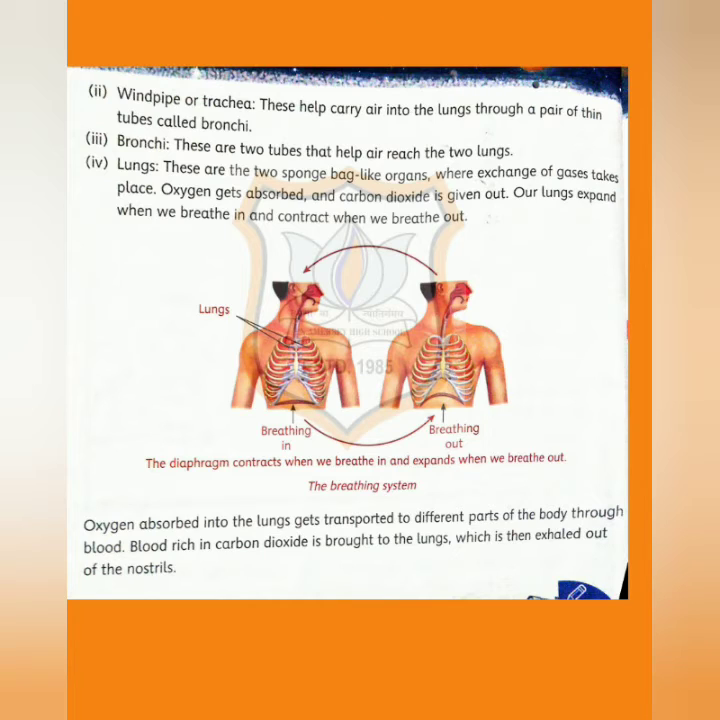Oxygen absorbed into the lungs gets transported to different parts of the body through blood. Blood rich in carbon dioxide is brought to the lungs, which is then exhaled out through the nostrils.